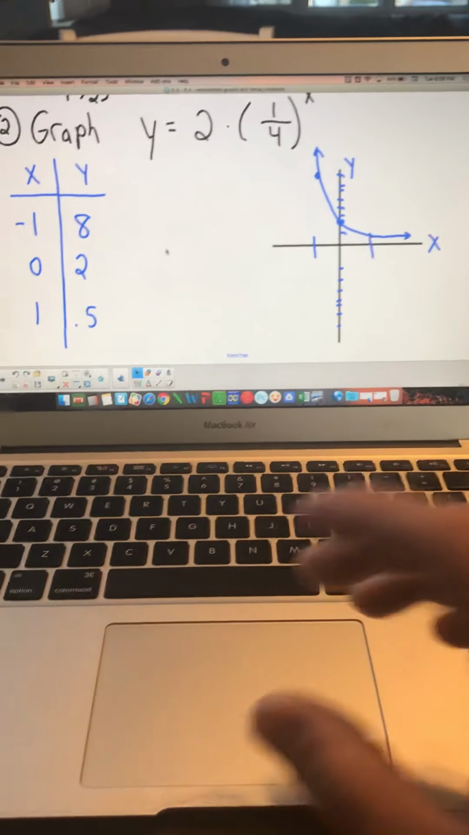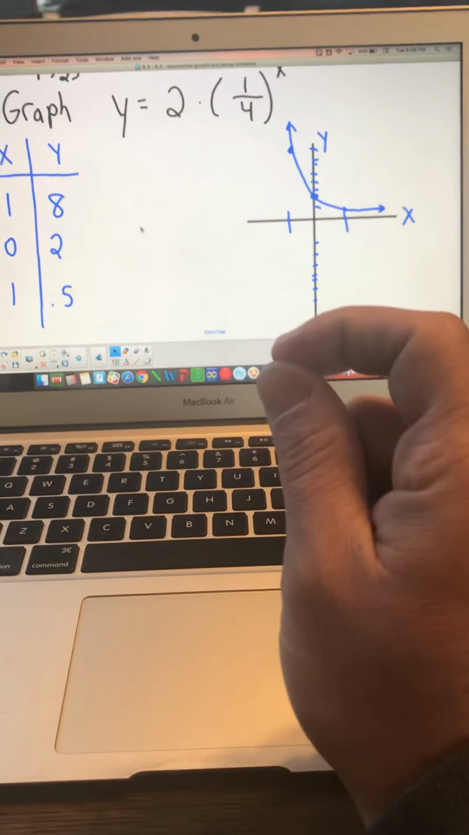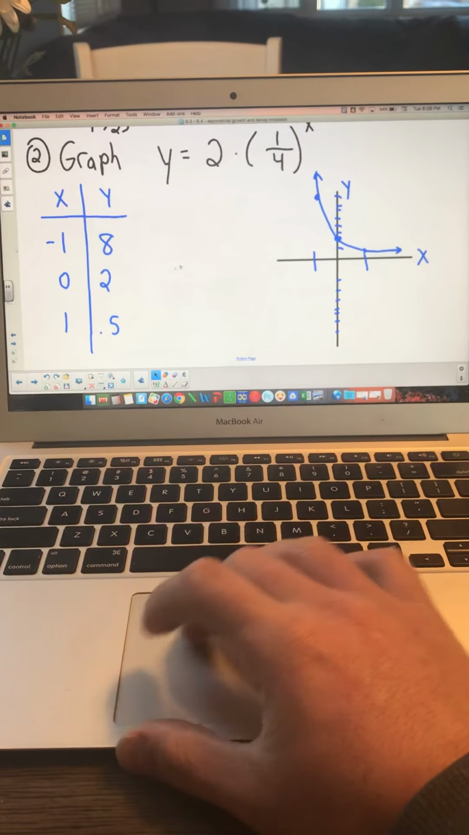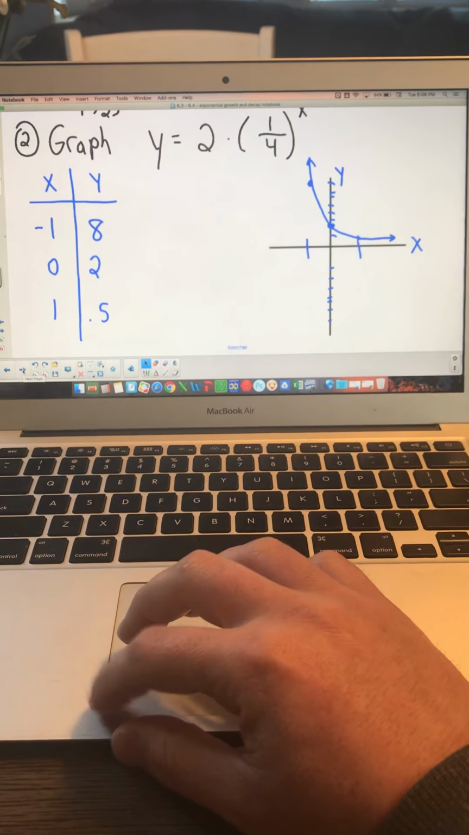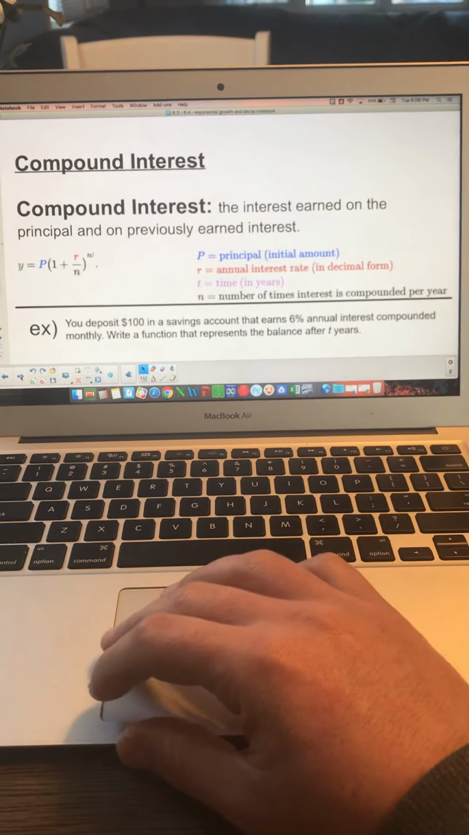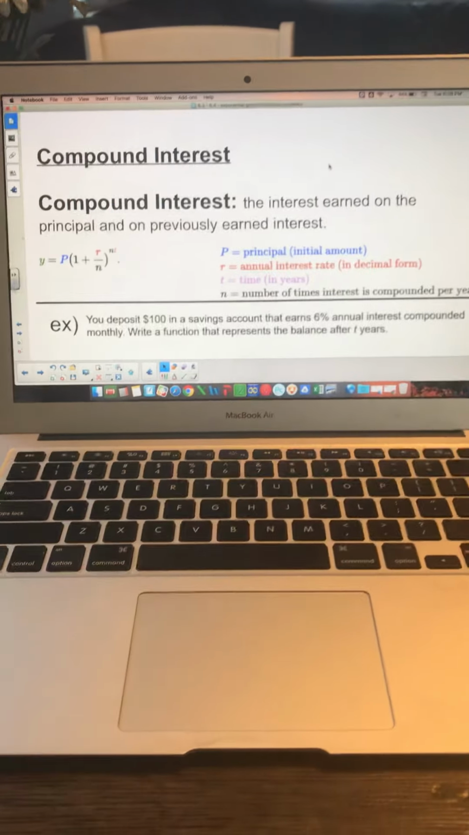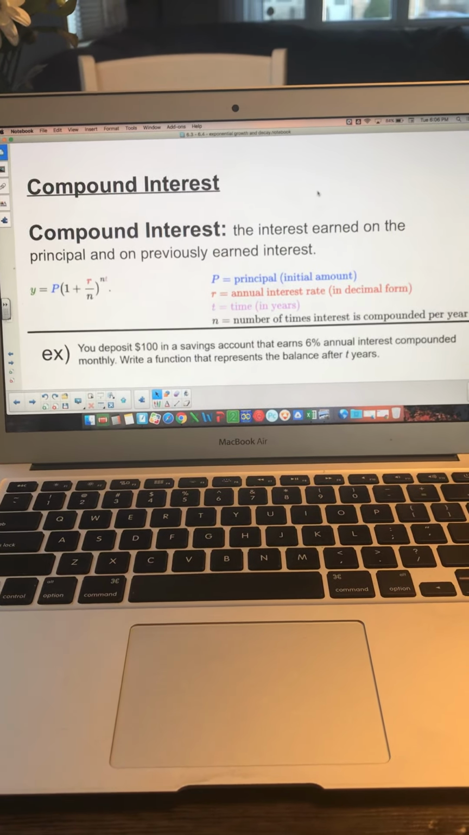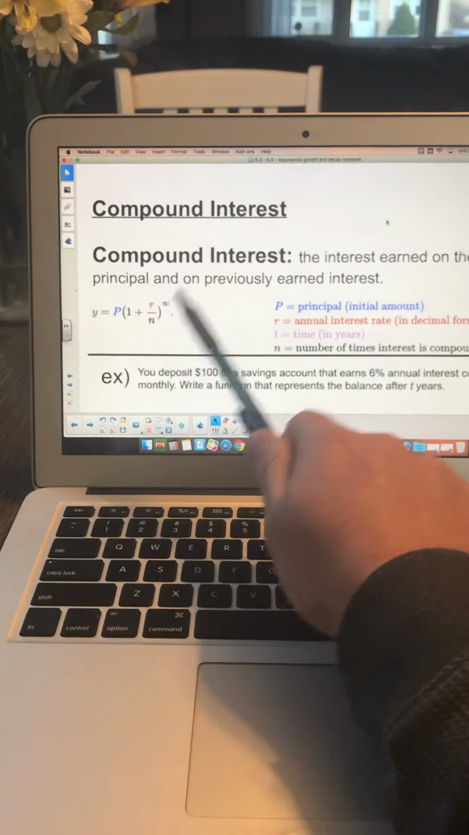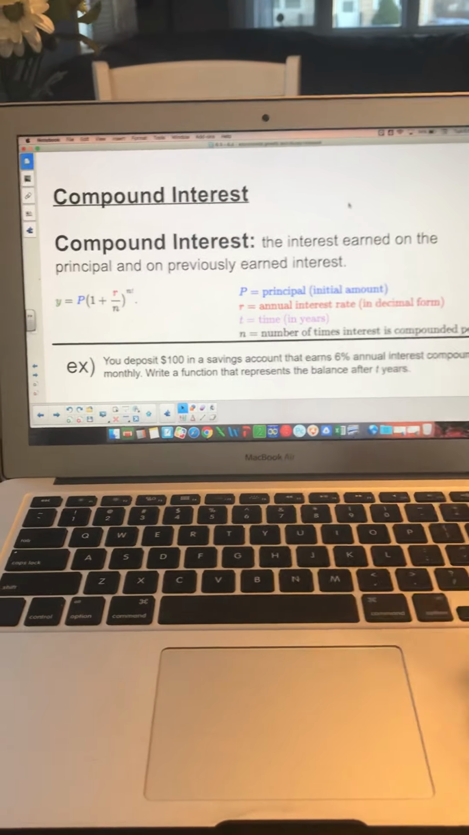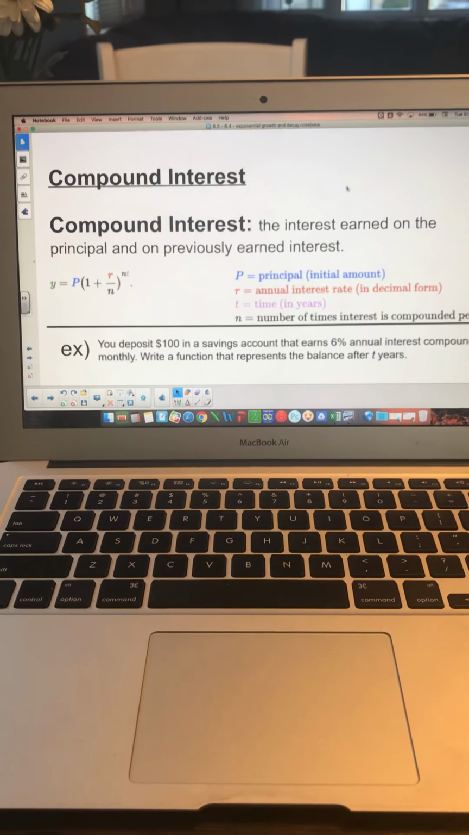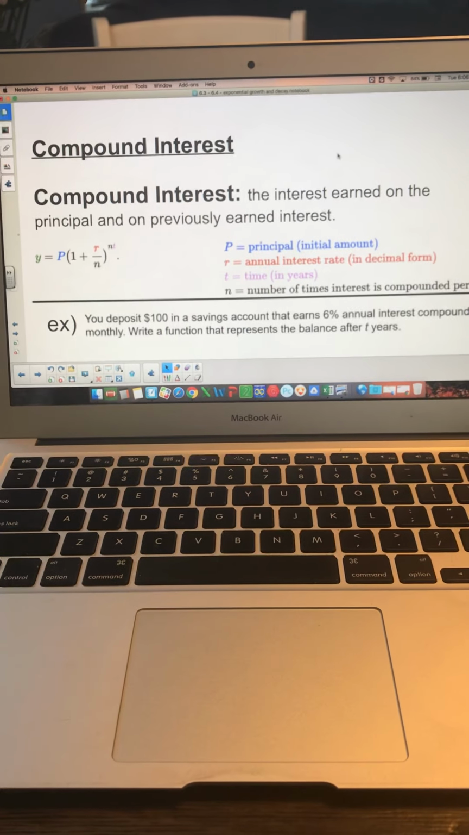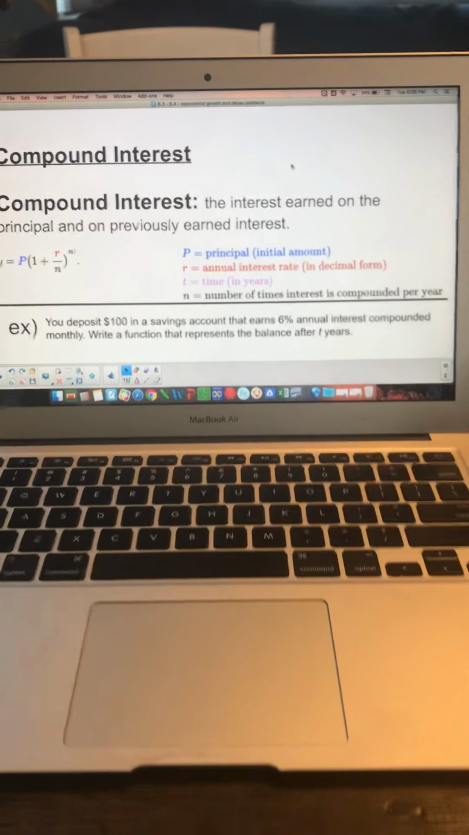And now to the last part. There's a specific type of exponential function that we could run into. It happens to be called a compound interest function. All right. So compound interest is exponential. It's just expressed slightly differently. And the reason is because it is representing interest upon an initial amount. Most common bank accounts.